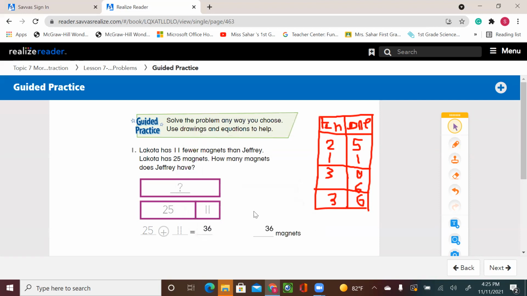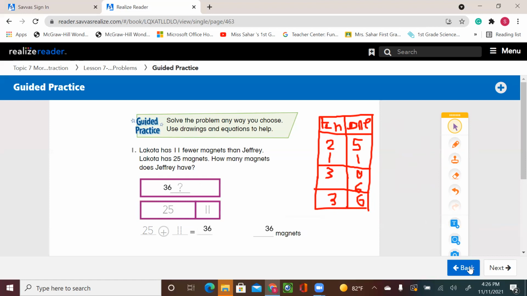And then I'm going to put it here. And now I know my missing part over here, it's 36. I can also write it. So that would be the missing information that I was looking for. I know now that Jeffrey has 36, and I know that Lakota has 25 magnets, and she has 11 fewer than him. So 11 plus 25 equals 36. I use the partial adding, so I put my tens and my ones, and I add them together, and then I get my answer. All right.